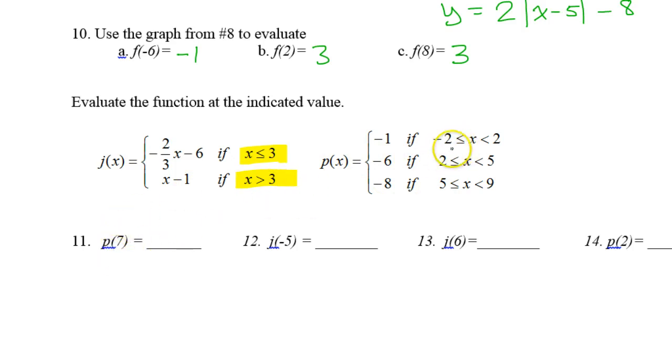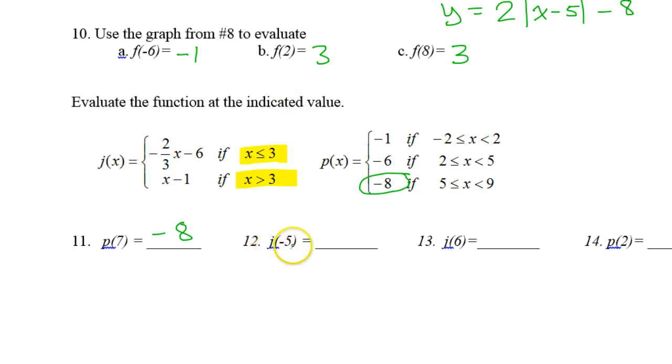7. Is 7 between -2 and +2? No. Is 7 between 2 and 5? No. Is 7 between 5 and 9? Yes. So that tells us we're going to use the bottom part. And because these are all just constants, there's no x, then the answer is simply going to be -8. That's all.